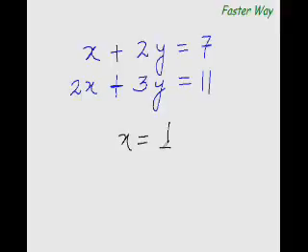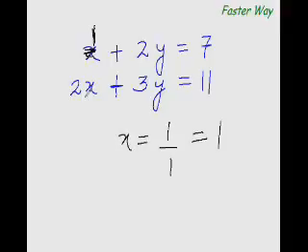This is the numerator. What would the denominator be? 2 times 2 is 4, and 1 times 3 is 3. 4 minus 3 is 1. So x is 1 here. Now once you have the value of one variable, finding the other variable is very simple, isn't it? Now substitute this value of x in any of these two equations. So I'll prefer this equation. So I'll put 1 here.